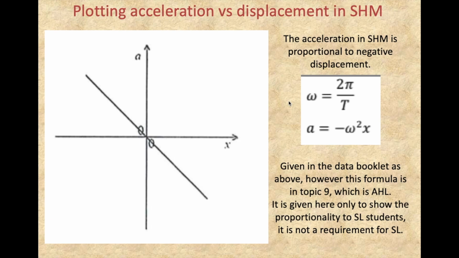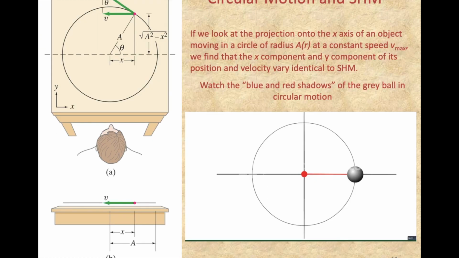Now, what I haven't explained is why do we use omega? Why do we use angular velocity in simple harmonic motion? We need a description of the link between circular motion and simple harmonic motion. So I want you to watch this.